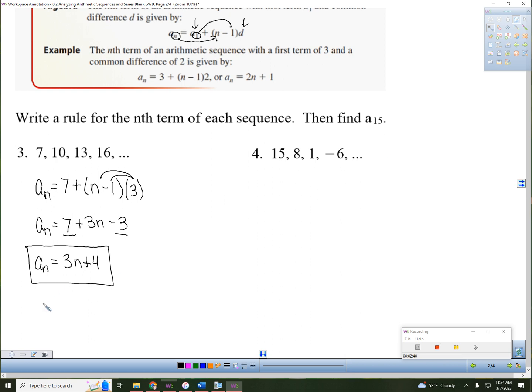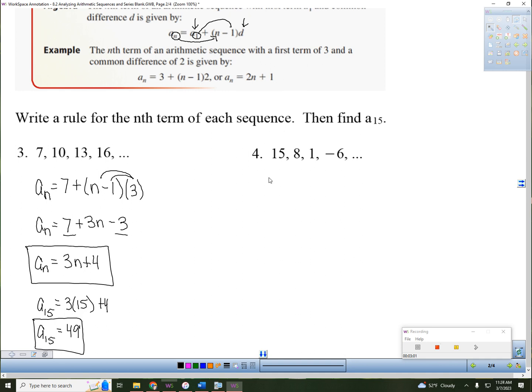Then it wants the 15th term, so all I'm going to do is plug 15 in just like we did in 8.1. So 3 times 15 plus 4, so 3 times 15 is 45, plus 4 is 49. Now this is the only one I'm actually going to go through plugging the 15 in. We've already learned that in previous lessons, and so for the sake of time, now you know that you just plug that in.